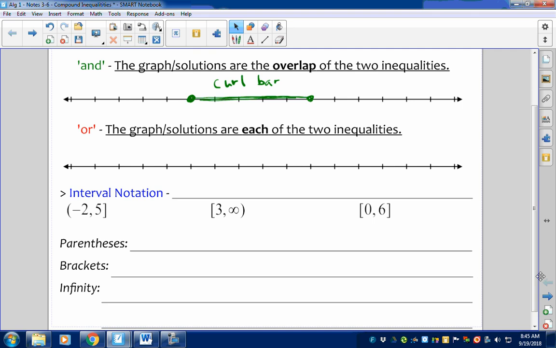And then the or, oftentimes the ors will go in opposite directions like this. Might look like this. Not always. Sometimes these points could be swapped so that you end up with the whole number line as the solution set. But the ors oftentimes look like that. It's less than this value or greater than that value. So you don't want any of the stuff in between, but it's both of these.